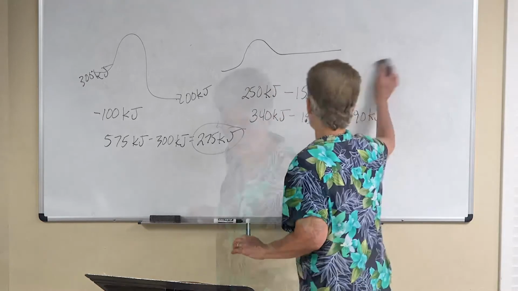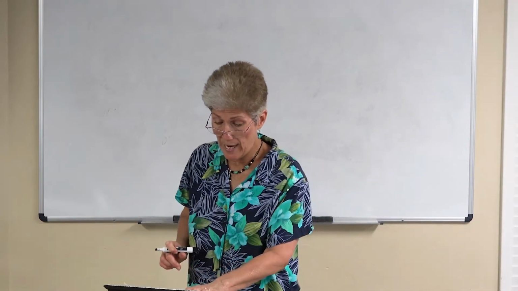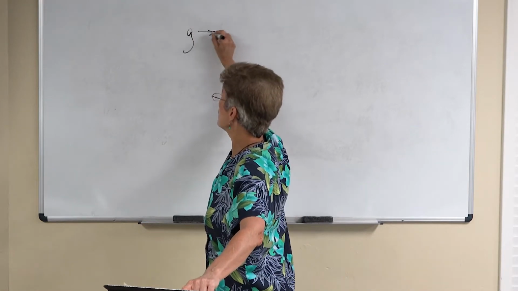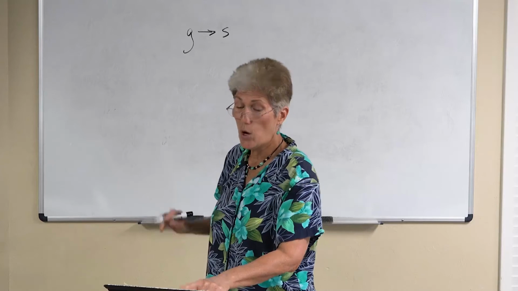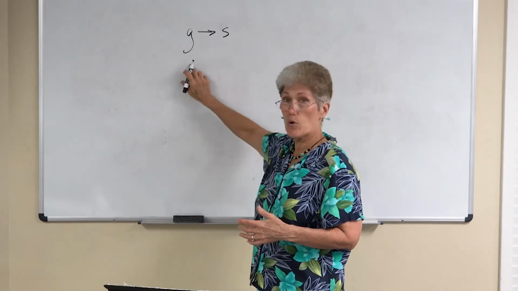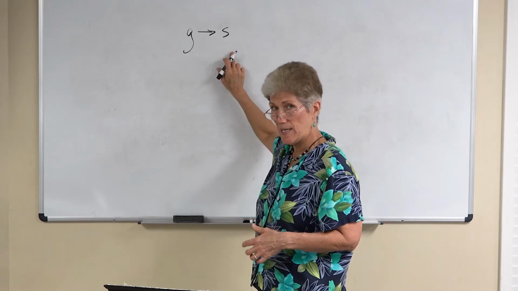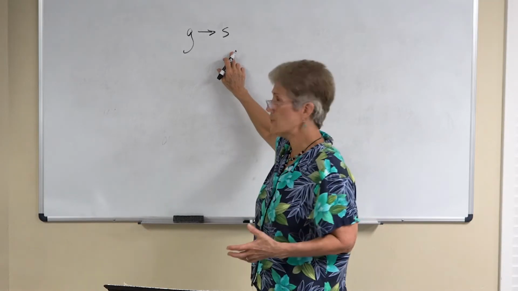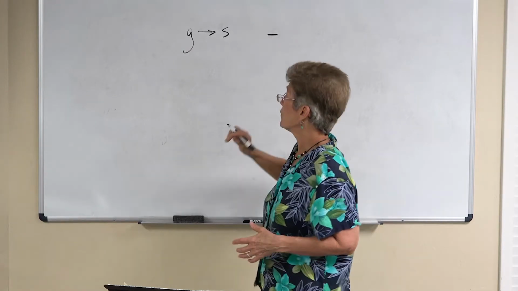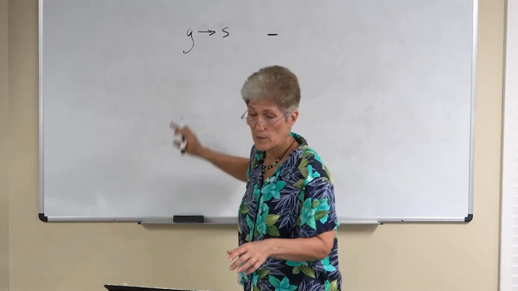Go over to number 7, please. Number 7, determine the sign of entropy for the following reactions. Okay, the first one, A, we go from gases to a solid. And so are we increasing or decreasing entropy as we go this way? This has more entropy, this has less entropy, and therefore we are decreasing entropy. So our entropy is going to be negative here because it's decreasing.